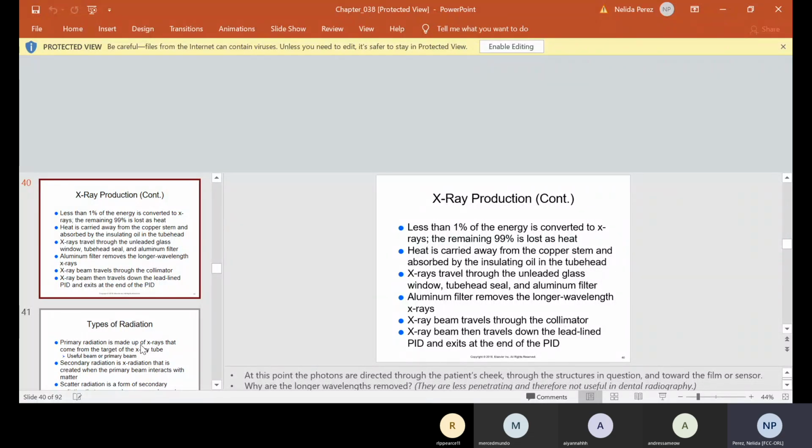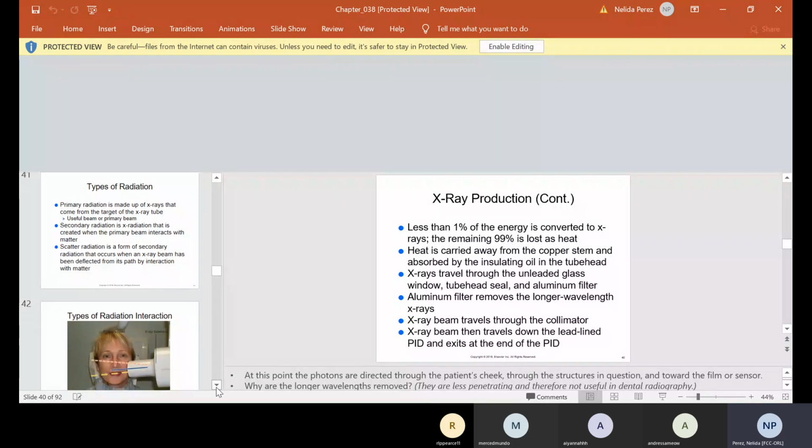Continuing on, heat is carried away from the copper stem and absorbed by the insulating oil in the tube head. The X-rays travel through the unleaded glass window, tube head seal, and aluminum filter. The aluminum filter removes the longer wavelength X-rays. The X-ray beam travels through the collimator.